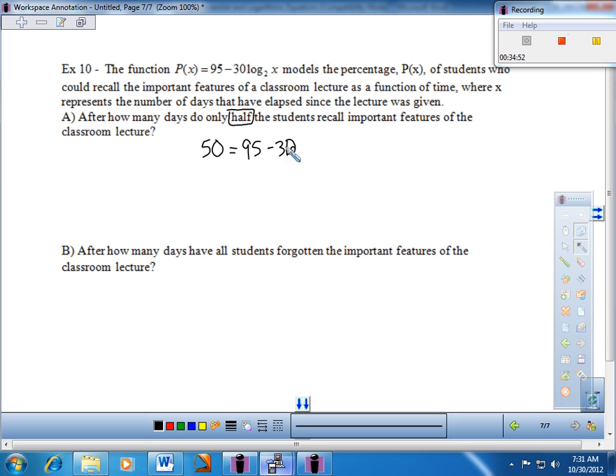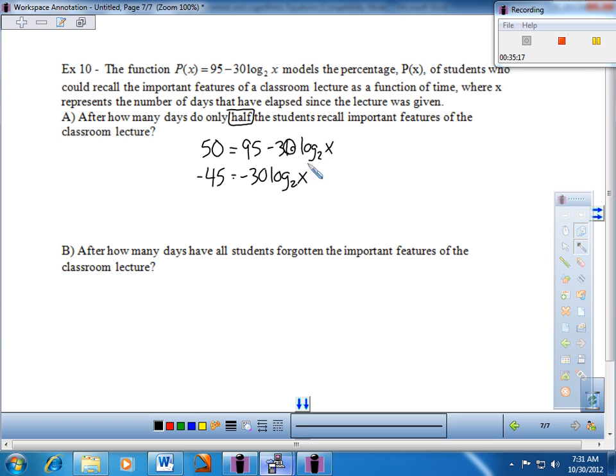Oops, this is 30. Sorry about that. So 30 log base 2 of x. And so we're going to go ahead and solve this right here. A nice logarithmic equation, basically, given the output, we should be able to find the input now. That's the stage we're at. So everyone bring the 95 on over. 50 minus 95 should be negative 45. There's my negative 30 log base 2 of x.